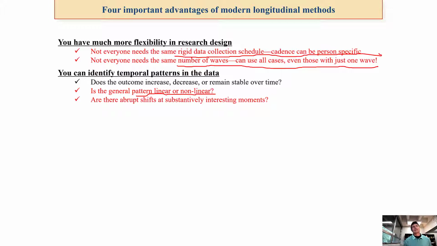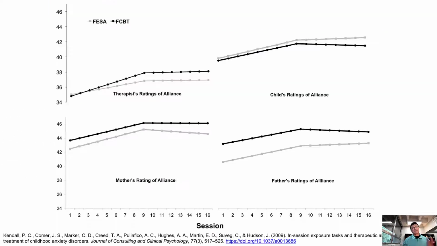So this is a study we did with Phil Kendall's data. This was looking at Coping Cat. It was a family-based treatment for kids and adolescents with anxiety, and the therapist, the mother, the father, and the child all rated their alliance over the course of therapy. One of the challenges presented to Phil Kendall and his team was that when you start doing exposures, alliance is going to drop. That was an idea that many people who talked about exposure therapy suggested.